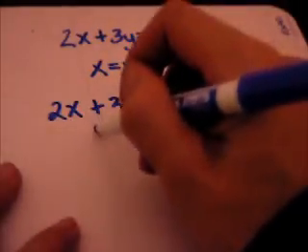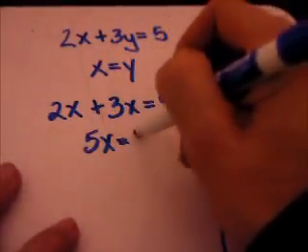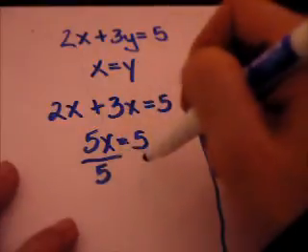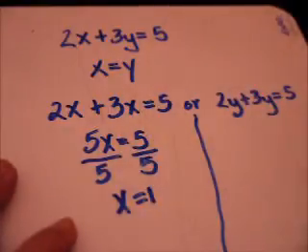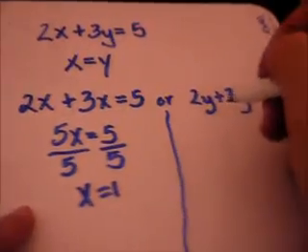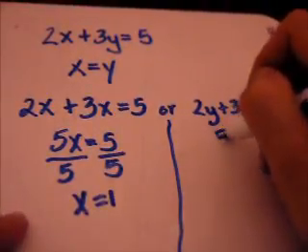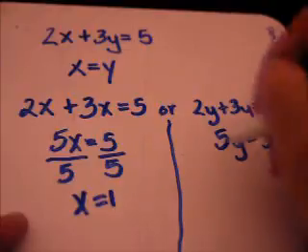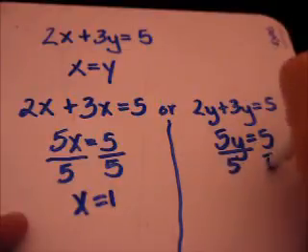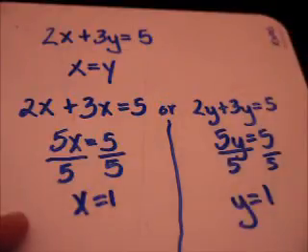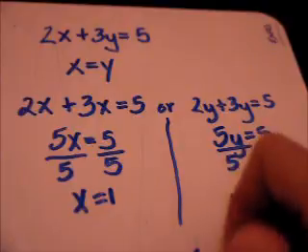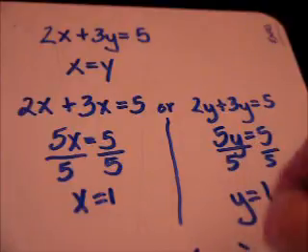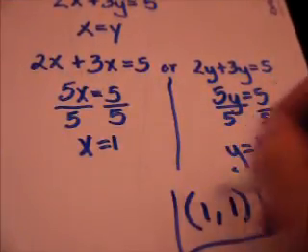What that gives us is 5x equals 5. Divide both sides by 5, and we get x equals 1. Now if we do the same over here, we get 5y equals 5. Divide both sides by 5, and we get y equals 1. So I actually got the answer to both of them. We got x is 1 and y is 1. That's our final answer.